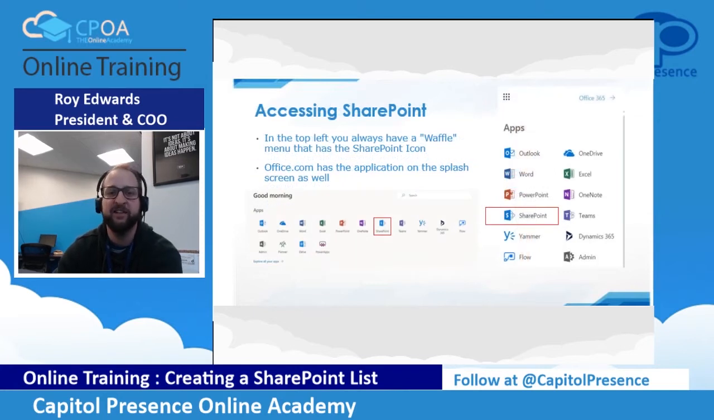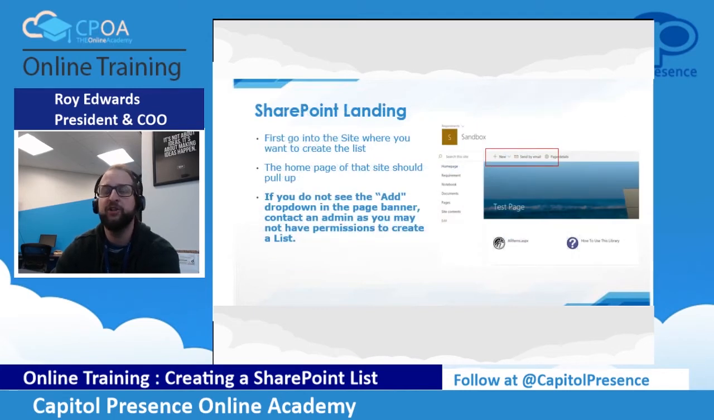So first, accessing SharePoint. Remember, when you go to your office.com, you will see the application icon for SharePoint on your splash screen, or you can use the waffle in the top left that will have a drop down for selecting SharePoint. Once you're in SharePoint, you'll pull up the team site that you want to create this list inside. Then you will see on the homepage of your team site a banner.